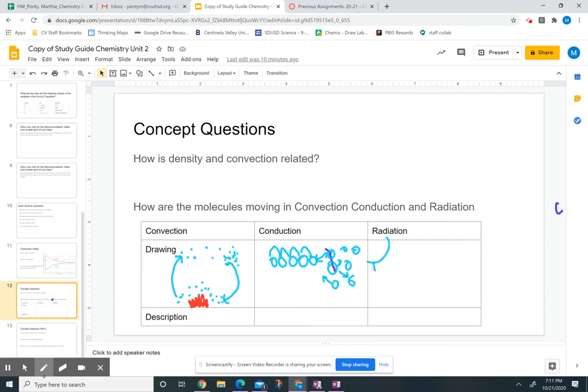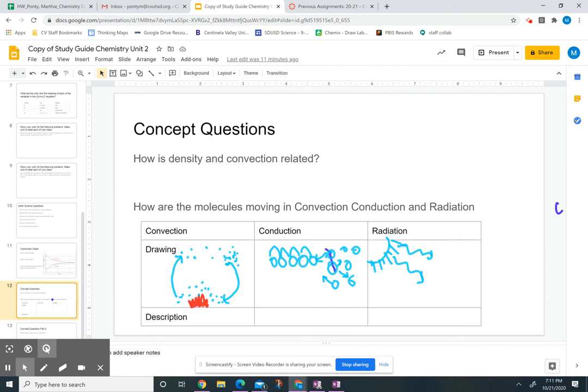Radiation, again, I can have my sun. And radiation, again, happens through waves. So those waves transfer that heat to another object. So those are our big concepts that we want to make sure that we cover. Okay. Next is going to be some of the math stuff. I'm going to take my time and do a couple math problems for you, and then we'll wrap this up.